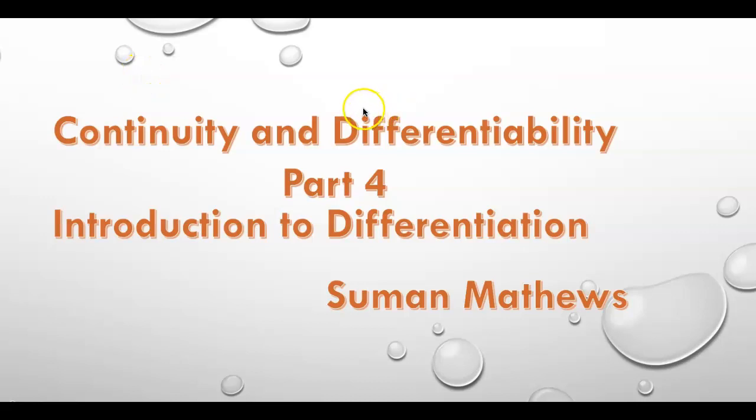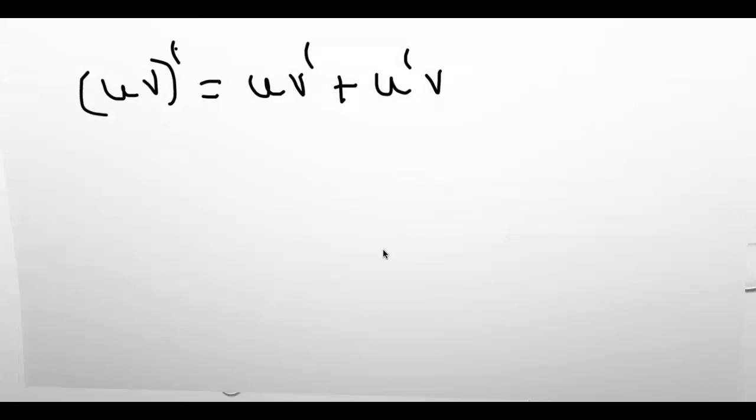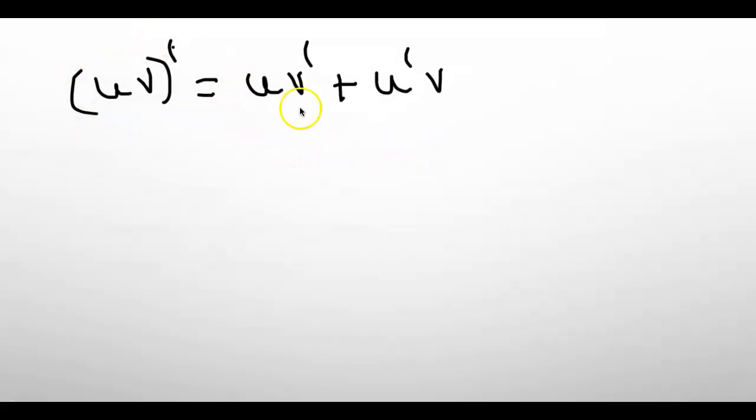So this is part 4 of the session on continuity and differentiability, and also the last part in the section on continuity and differentiability. Here we will be introducing differentiation and also the chain rule. So we just go through the product rule of two functions, that is, the derivative of two functions u and v is u into derivative of v plus v into derivative of u.